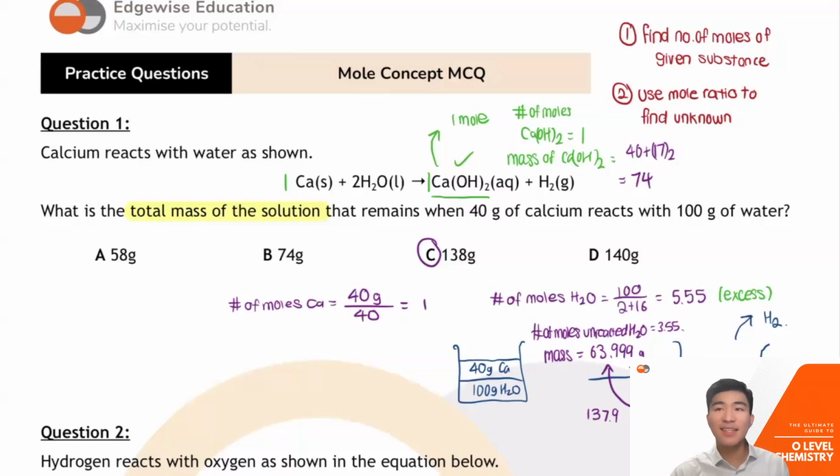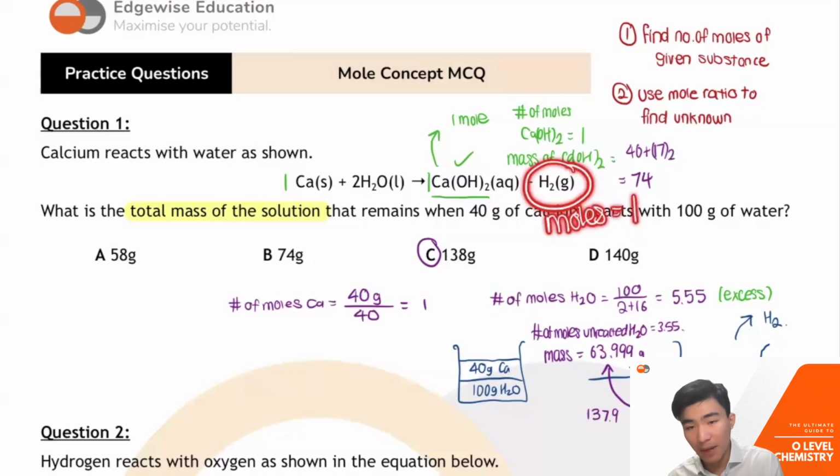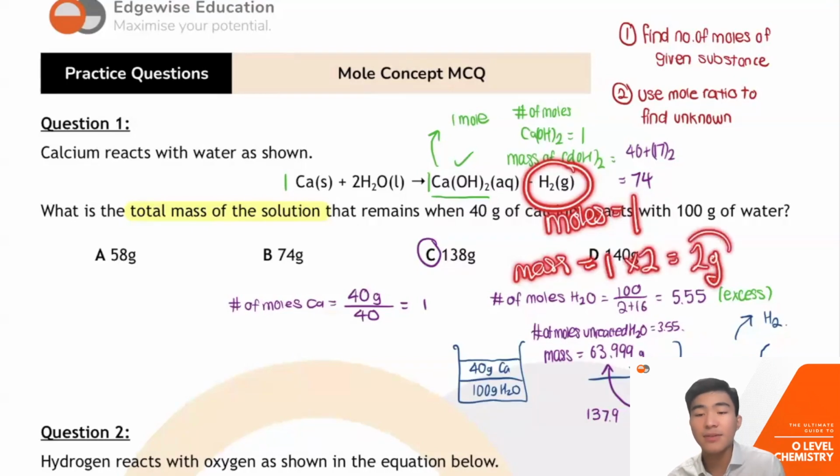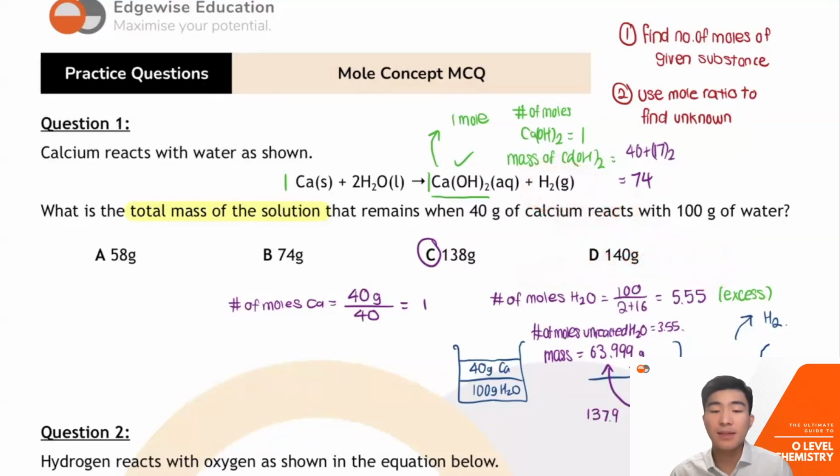Yes, Mukundan say, can you just take 140 minus mass of H2? Yes, you can, because you know that H2 is the only one that is evolved, that escaped. So mass of hydrogen, definitely you can do that. It's basically the number of mole of hydrogen, which is 1 mole, multiply by MR times 2, give you 2 grams. So you can just take 140 minus 2 grams. It will give you this answer over here.